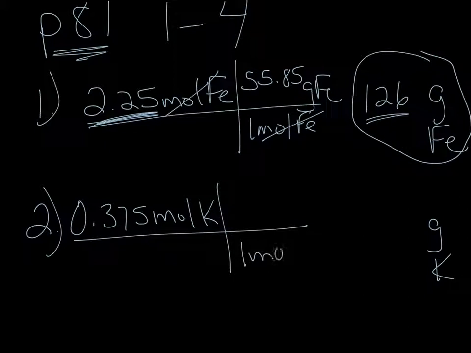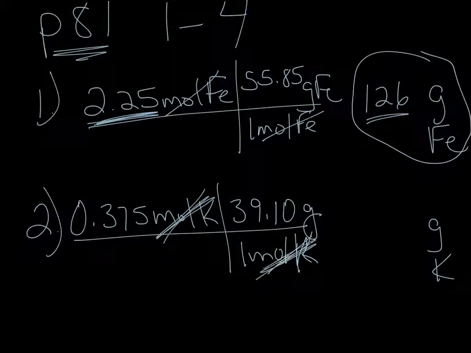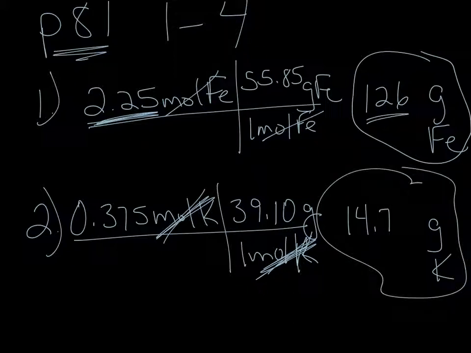1 mole of potassium, and looking at our chart, we find that 1 mole of potassium is 39.10 grams. And doing that math, you end up with 14.7 grams of potassium. So I did 2 of these 4 examples. Hopefully then, by following through, you can get the rest of those.